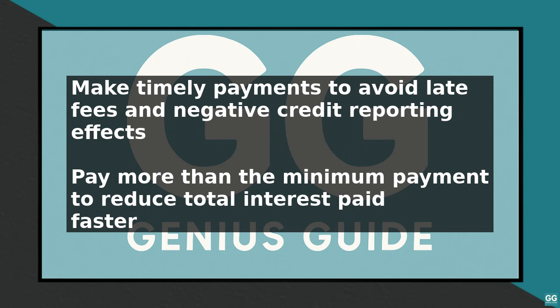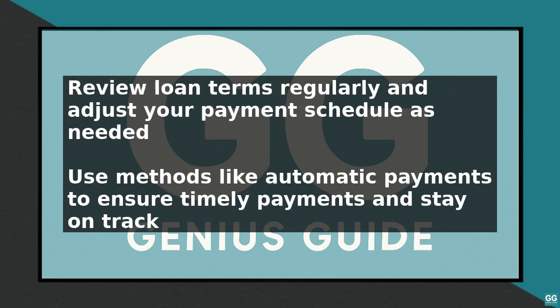Practical examples of optimizing Credit.com installment loans include setting up automatic payments to ensure timely payments and using the snowball method to pay off high-interest loans first. Best practices also include regularly reviewing your loan terms and adjusting your payment schedule as needed.